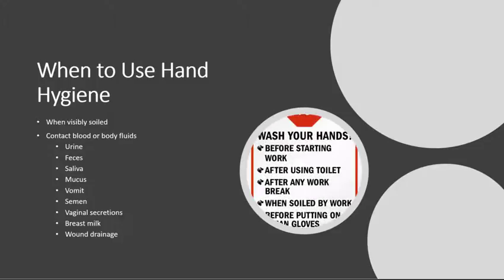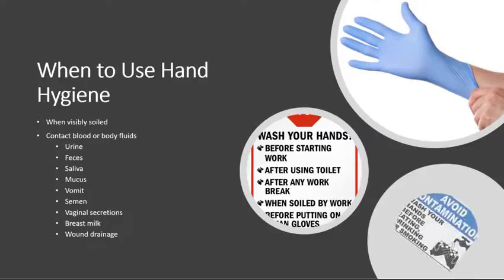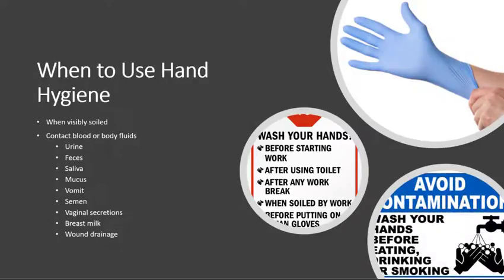Hand hygiene is an important part of everyday life, especially in your role as a nurse assistant. And it is one of the most important things you can do to control the spread of microbes. You should wash your hands whenever they are visibly soiled with dirt, but also when they come in contact with blood or body fluids. And those are all listed here to your left. Urine, feces, saliva, mucus, vomit, semen, vaginal secretions, breast milk, and wound drainage are all examples of blood or body fluids that you should use hand hygiene before and after coming in contact with.